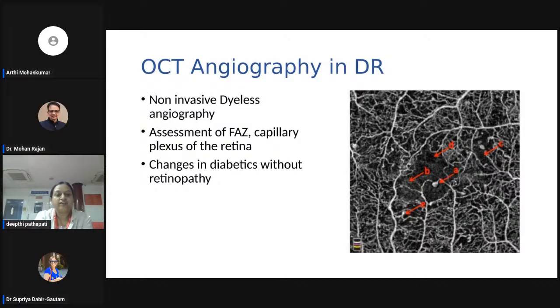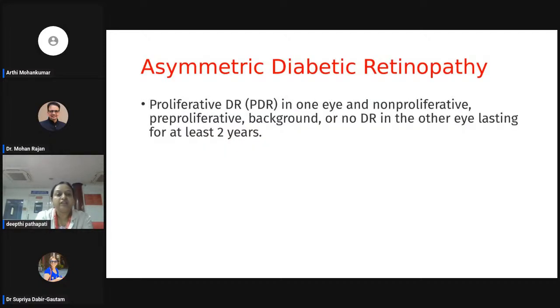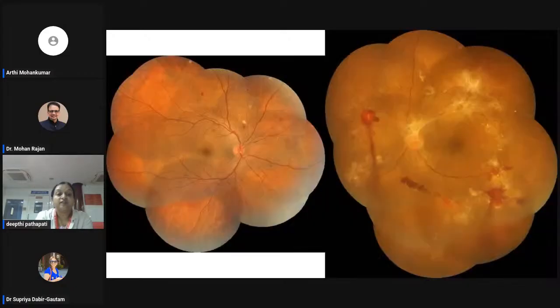OCT angiography in diabetic retinopathy is a non-invasive dye-less angiography assessment of FAZ, capillary plexus of the retina, changes in diabetics without retinopathy. Now, diabetic retinopathy need not always be symmetrical. It could be asymmetric. Proliferative diabetic retinopathy in one eye and non-proliferative, pre-proliferative, background or no DR in the other eye lasting for at least 2 years. This is an example of asymmetric where one eye is showing NPDR and the other eye PDR.